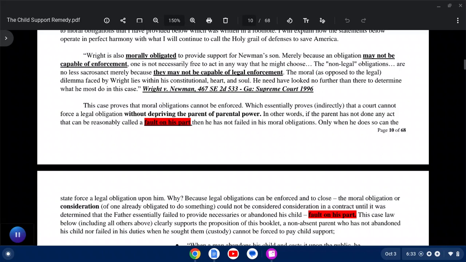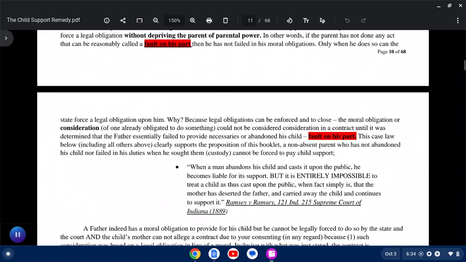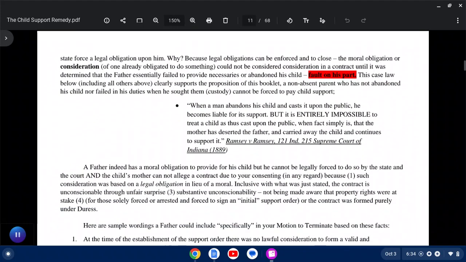This case provides that moral obligations cannot be enforced, which essentially proves indirectly that a court cannot force a legal obligation without depriving the parent of parental power. In other words, if the parent has not done any act that can be reasonably called a fault on his part, then he has not failed in his moral obligations. Only when he does so can the state force a legal obligation upon him. Oh, okay. Well, yeah, that makes sense. I'm thinking of moral obligation.